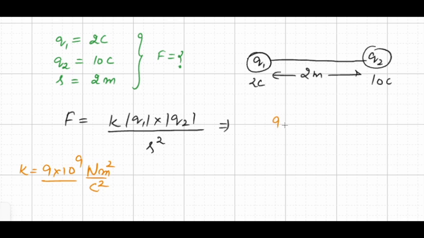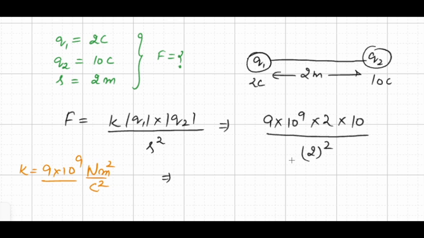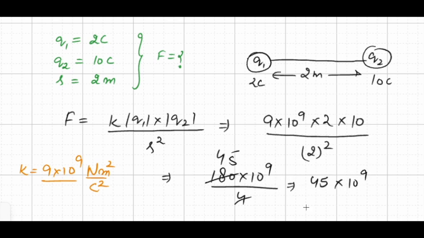So it will be 9 into 10 raised to the power 9 into 2 into 10. Both are positive, so we just need to put the values. Now square of 2, so it will be 2 squared. So this will be 180 into 10 raised to the power 9 divided by 4. Let me solve this. The answer will come 45 into 10 raised to the power 9. If I want to write it in scientific notation, I will shift the decimal, so I will say 4.5, and I have to increase the power.